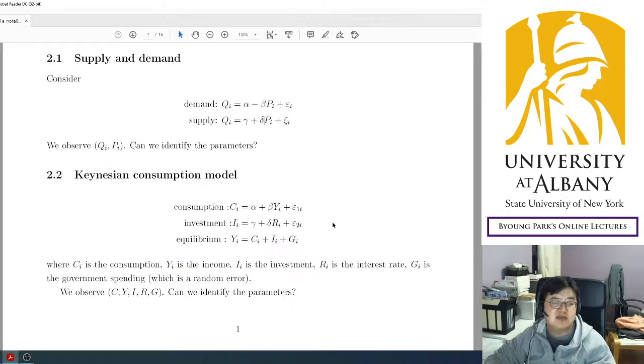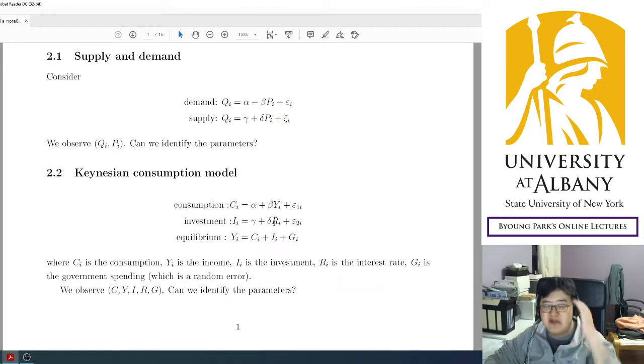Example number two, the Keynesian consumption model. It's a very simplified model; you can extend the macro model as much as you want, but let me give you the simplest possible example. The consumption is determined by income. So C is consumption, Y is income. Beta is the marginal propensity to consume, and investment I is a function of the interest rate R. So if the interest rate increases, investment goes down, and vice versa.